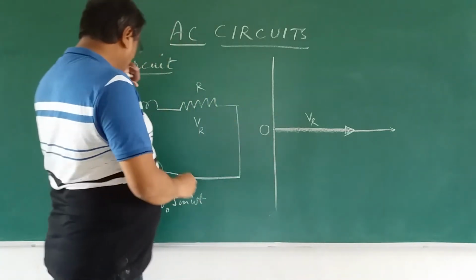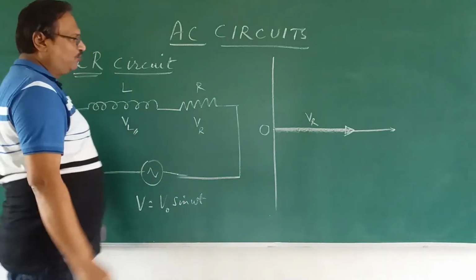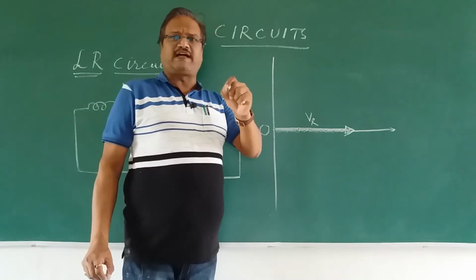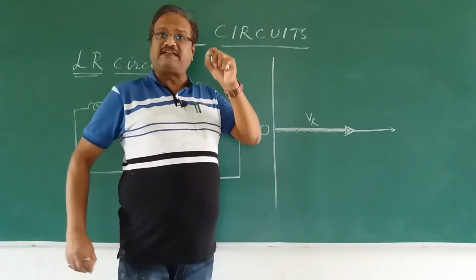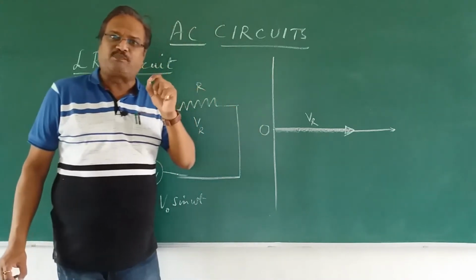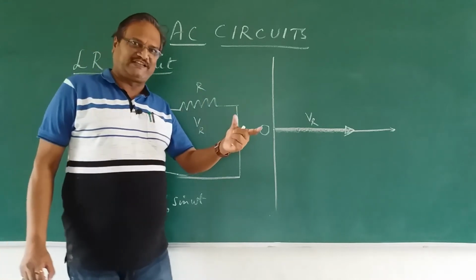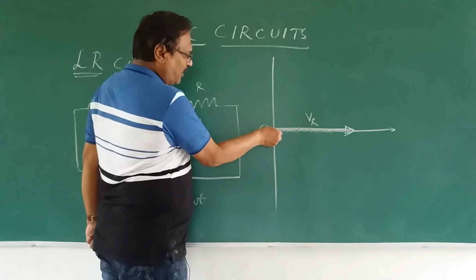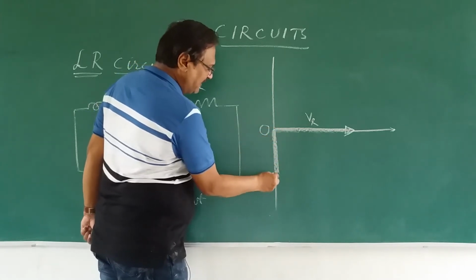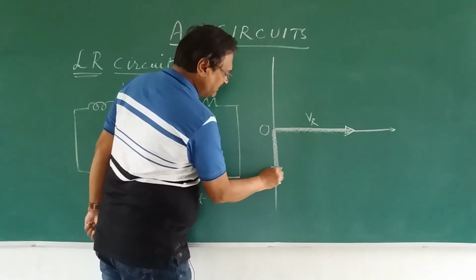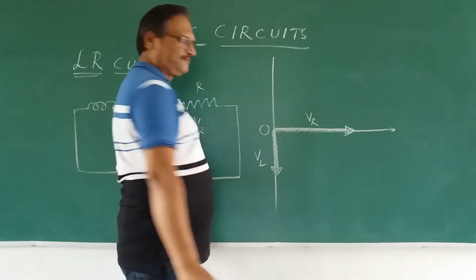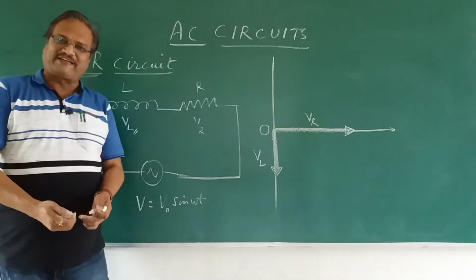Now we come to the inductor. How do I represent it in this diagram? In an inductor we know that the current lags the voltage by 90 degrees. So I will draw something like this, and this represents VL.